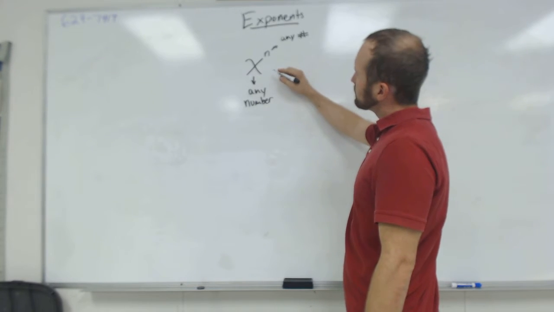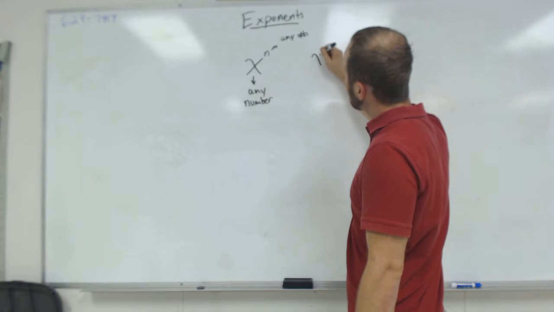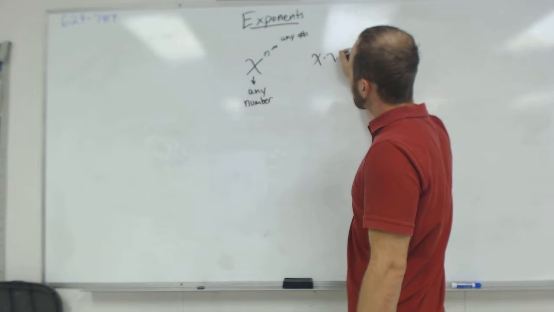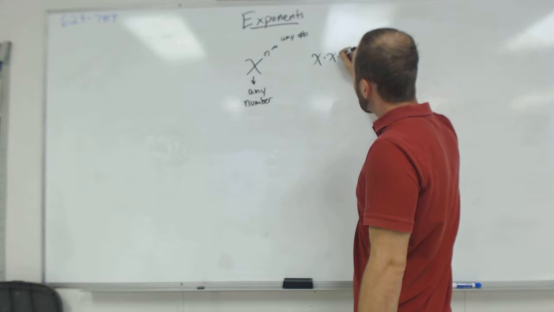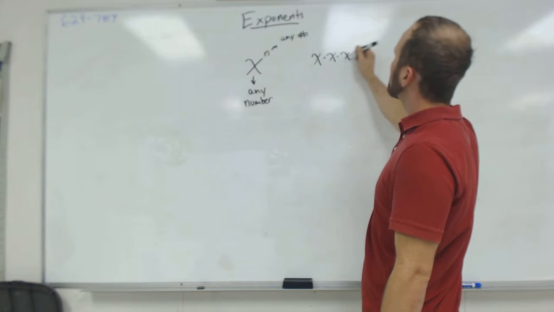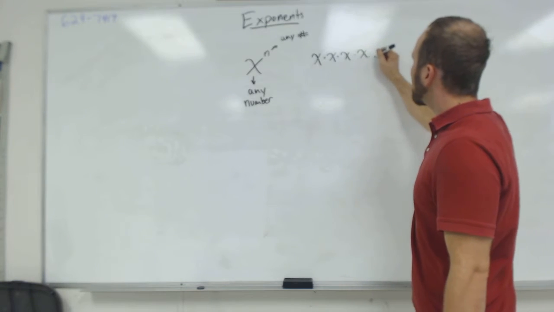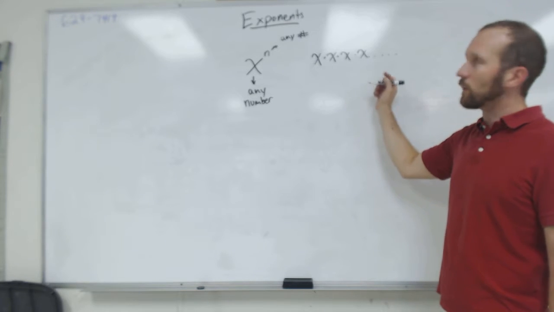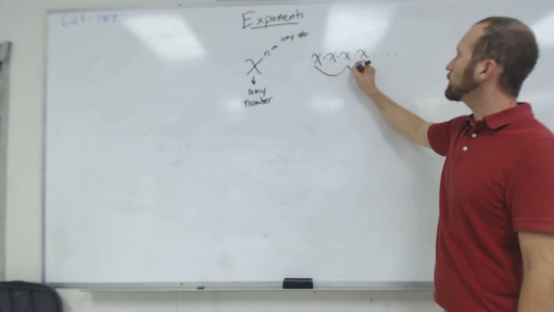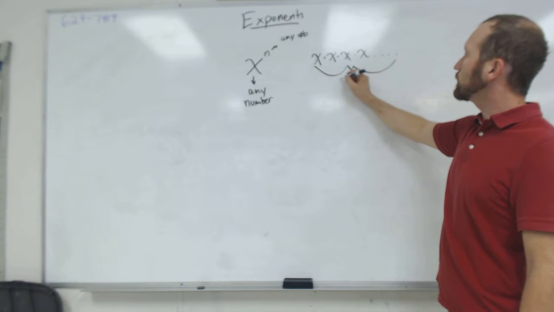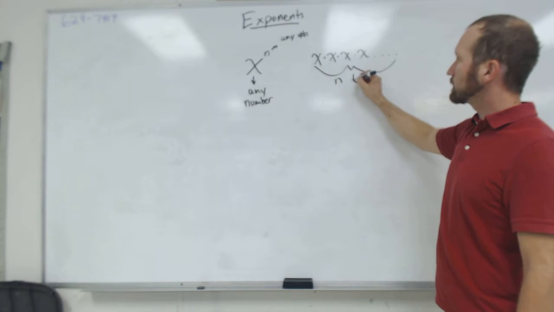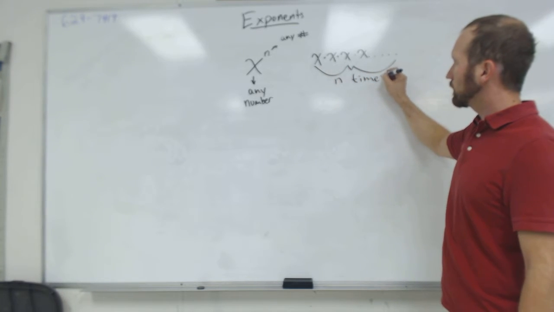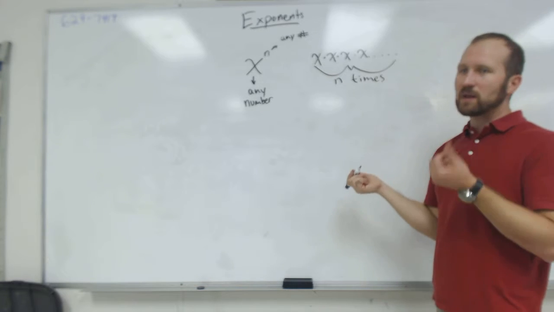This means x times x times x times x dot dot dot. Dot dot dot means just keep going. How many times do we do this? We do it n times. So what does that really mean?